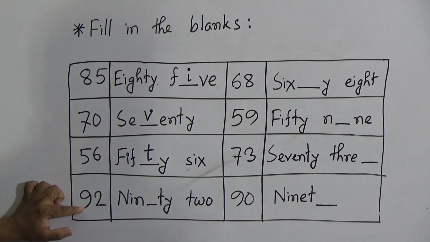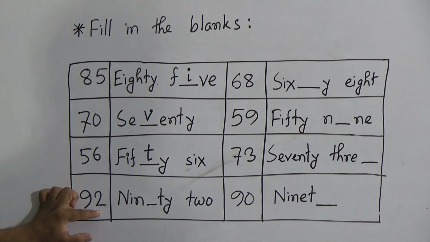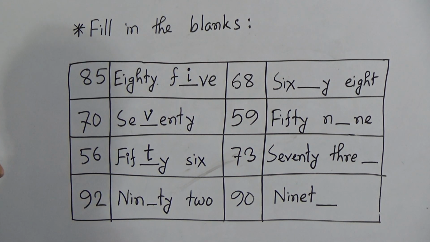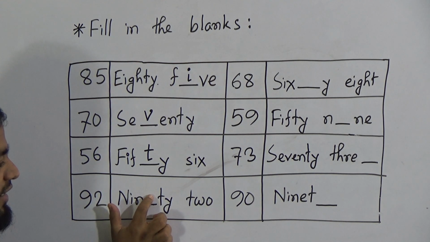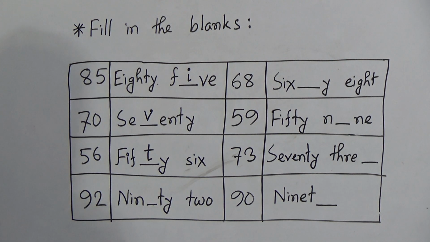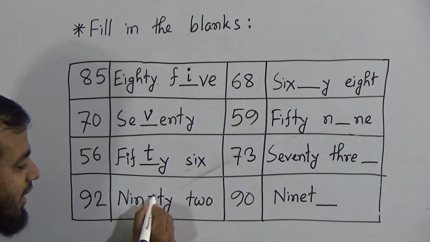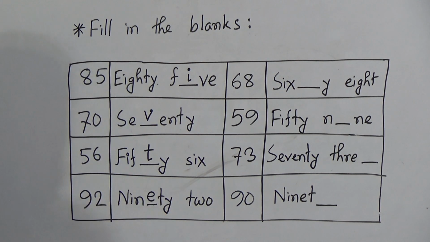Next number is 9 and 2. It is 92. My dear students, the spelling of 92 is N-I-N-E-T-Y, 90, then T-W-O, 2. 2 is given totally, but in 90 there is a gap. So the spelling of 90 is N-I-N-E, 9, then T-Y. So this blank will be filled up with the letter E. N-I-N-E-T-Y, 90, then 2, 92.